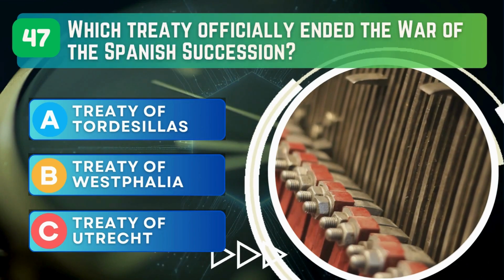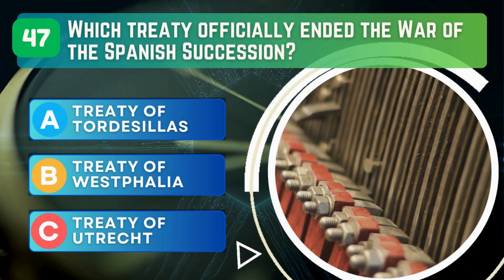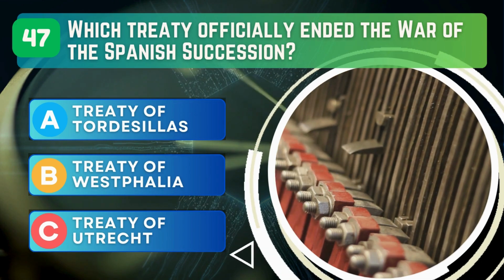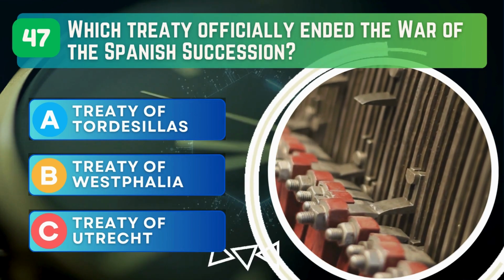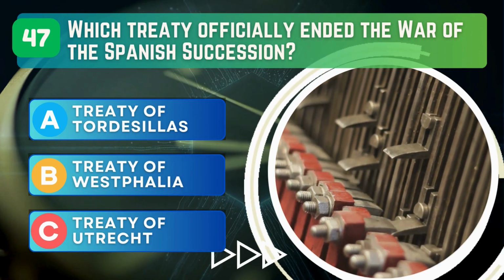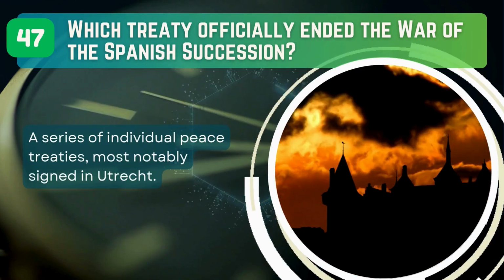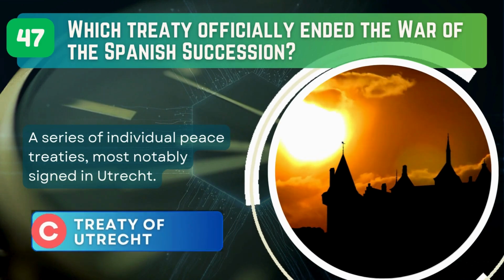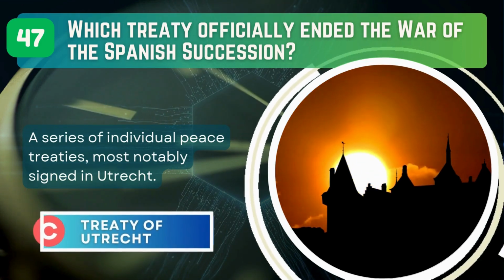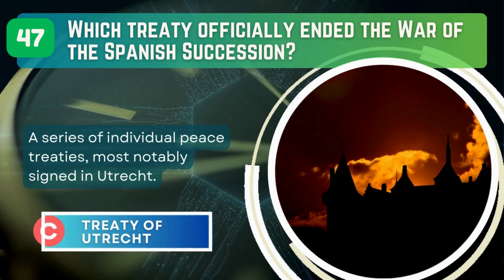Which treaty officially ended the War of the Spanish Succession? Treaty of Utrecht. A series of individual peace treaties, most notably signed in Utrecht.